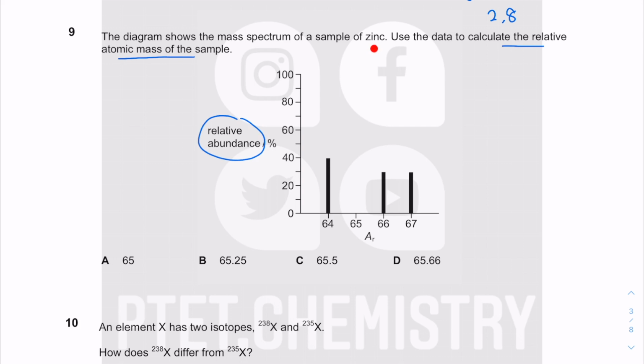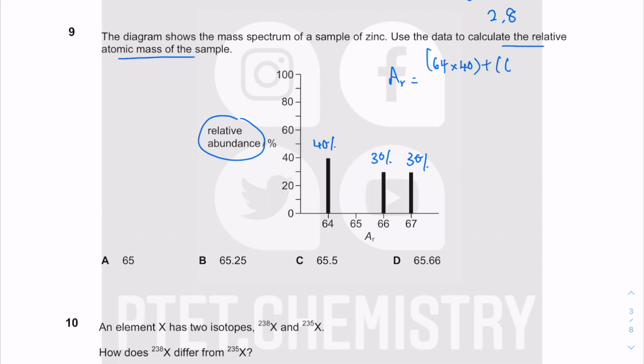So this is for zinc. Zinc has 3 isotopes, zinc 64, zinc 66 and zinc 67. This is 40% if you read the graph correctly. This is 30%, 30%. 40 plus 30 plus 30 is going to give you 100%. So that's the overall sum of the percentage abundance. I multiply the mass, which is 64, by the percentage, 64 times 40.